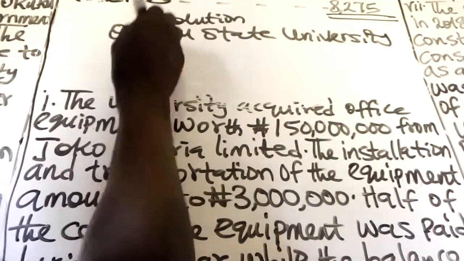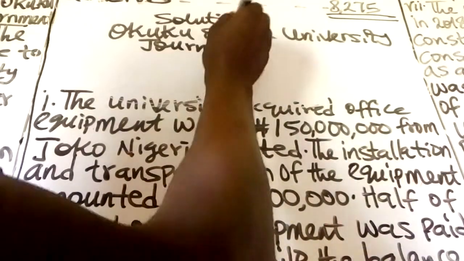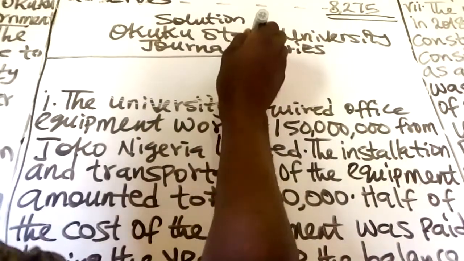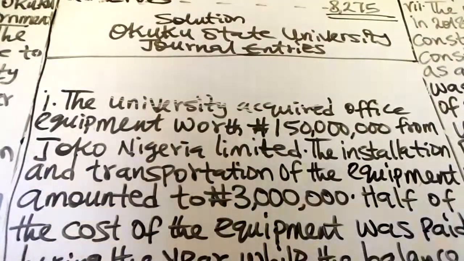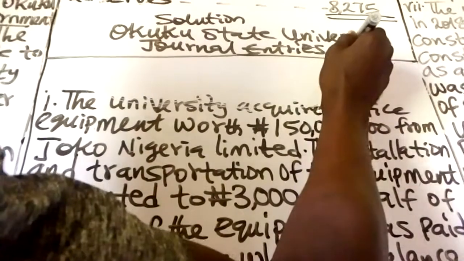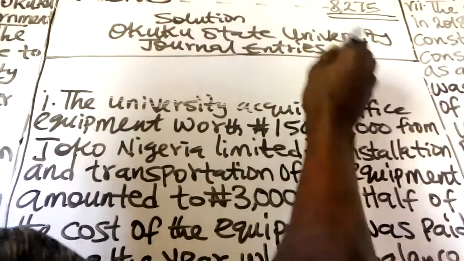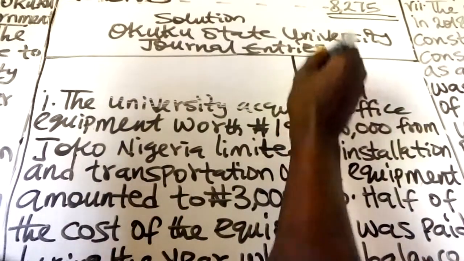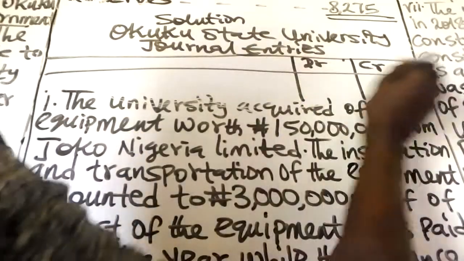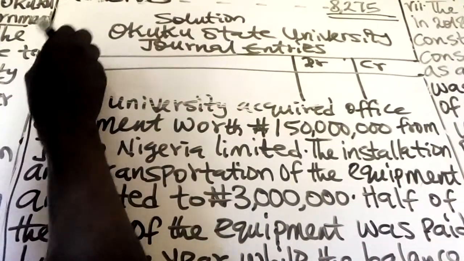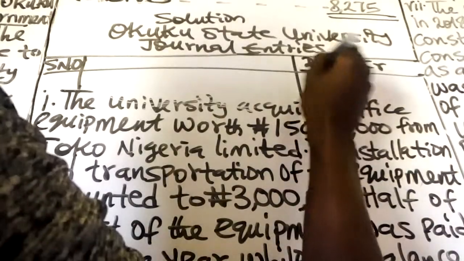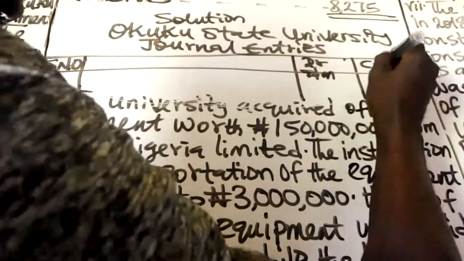So we have journal entries for the year ended December 31st, 2018. You know the period is 2018. So you will have debit side and credit side. They have serial numbers. All transactions are in million. All amounts are in million.